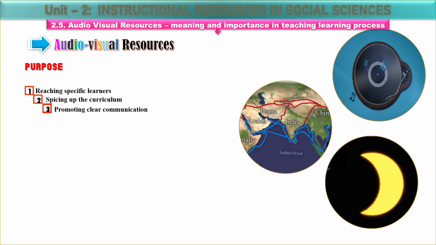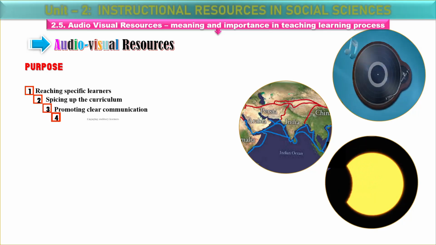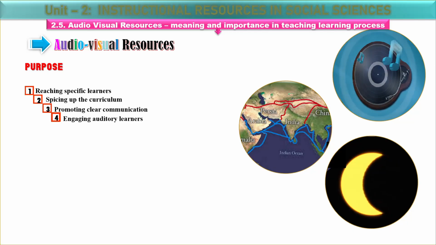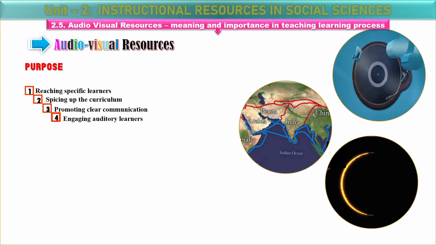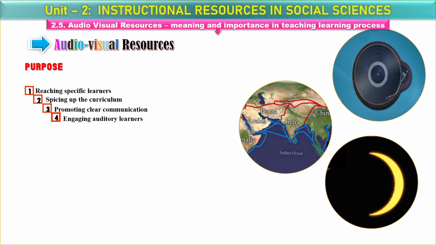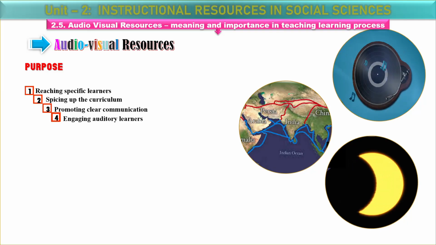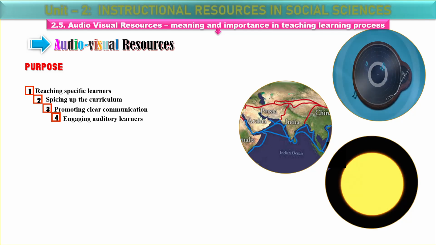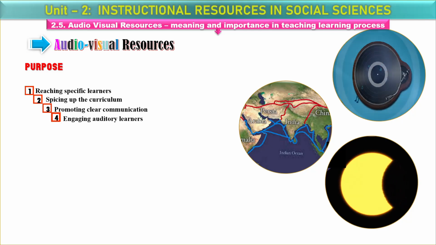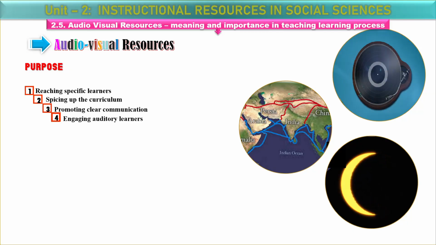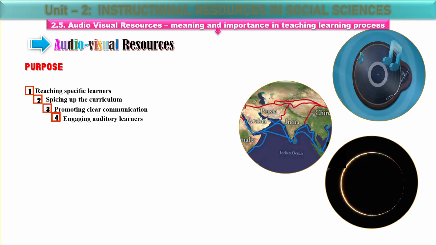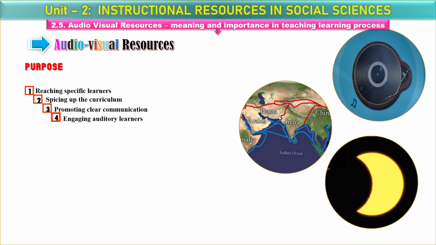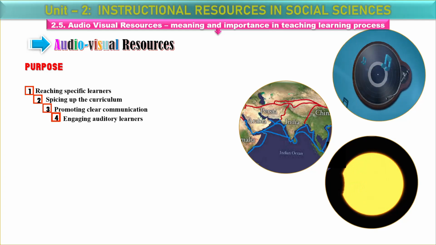Then the fourth one is engaging auditory learners. According to Howard Gardner's theory of multiple intelligences, so you might have come across this, students learn in a variety of different ways, including through listening or auditory inputs. Some students are better auditory learners than others and may see more academic improvement when audio aids are used in the classroom. This effect we definitely come across when we teach using different audiovisual resources.